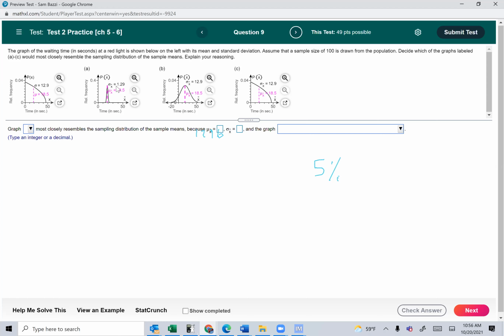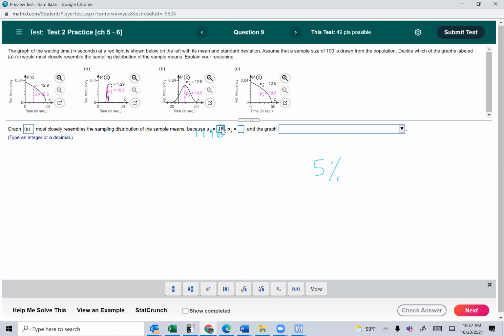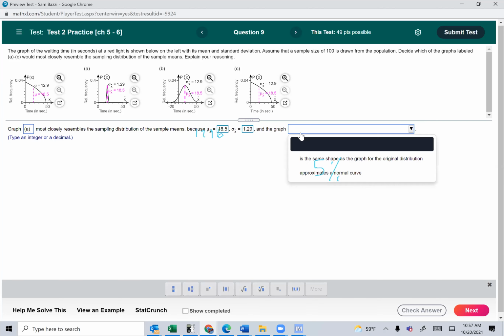And remember, the standard deviation of the sample mean has to be the original standard deviation divided by the square root of the sample size. If you take 12.9, guys, and divide it by the square root of 100, it will be 12.9 divided by 10, which is 1.29. The only graph that I see with a standard deviation of 1.29 is A. So that's the answer right here, A. Graph A: mu, the mean, is the same as the original mean, which is 18.5, the standard deviation is 1.29, and the graph is bell-shaped.